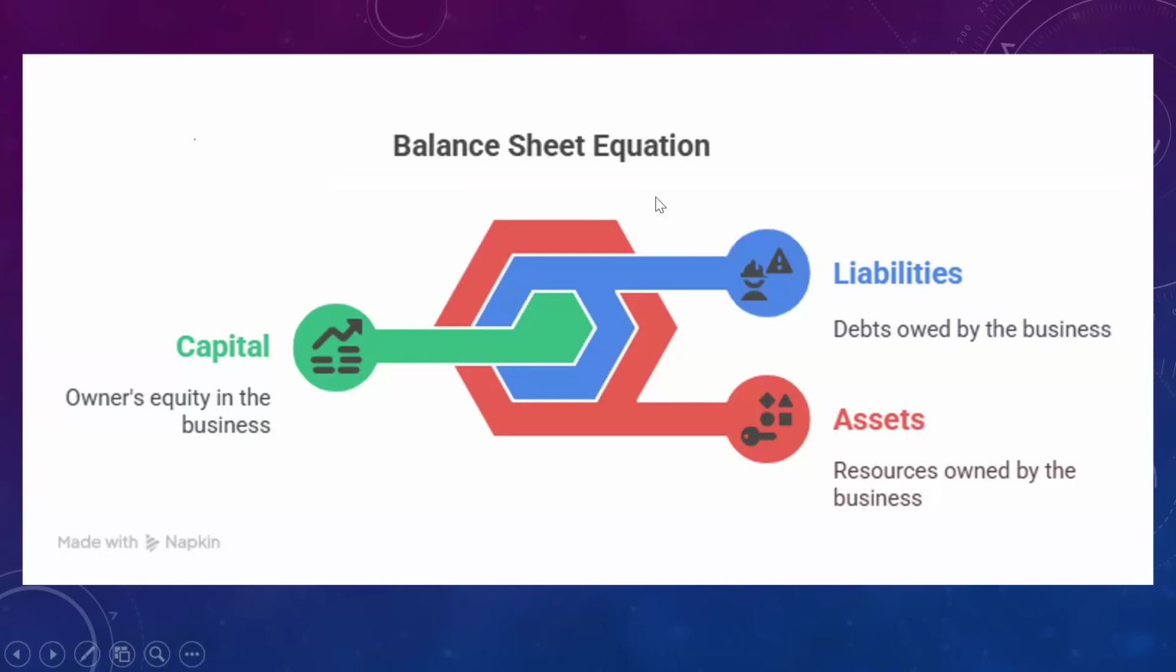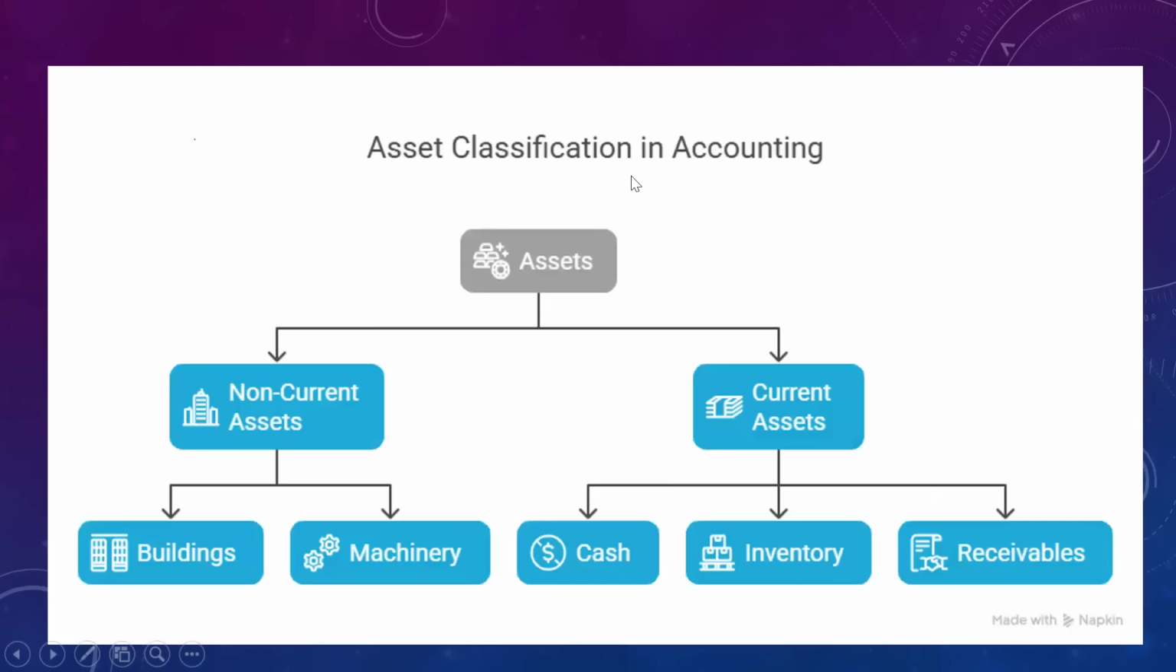Right? Assets, everything the company owns. Liabilities, everything the company owes. Capital, the money used to invest into the business. Now, assets can be separated into two categories: current assets and non-current assets. Is there anybody that did not know that?